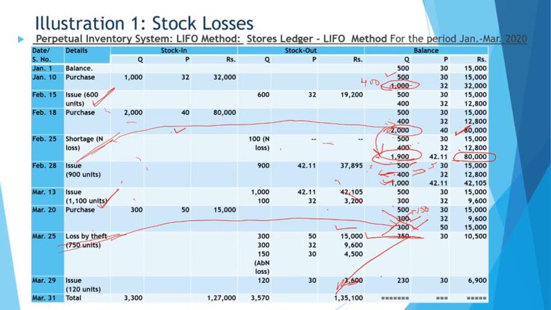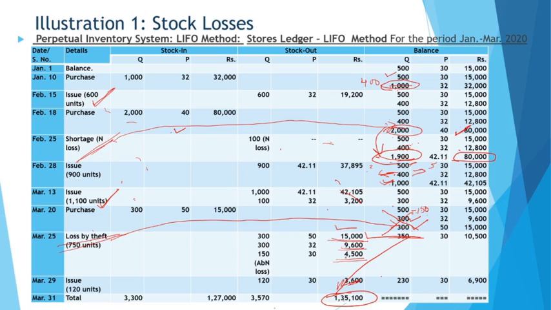Now you can total up the columns again when we calculate cost of goods sold. We are having this amount as the total of stock out, but this includes abnormal loss of 15,000. Okay, 15,000 plus 9,600 plus this.